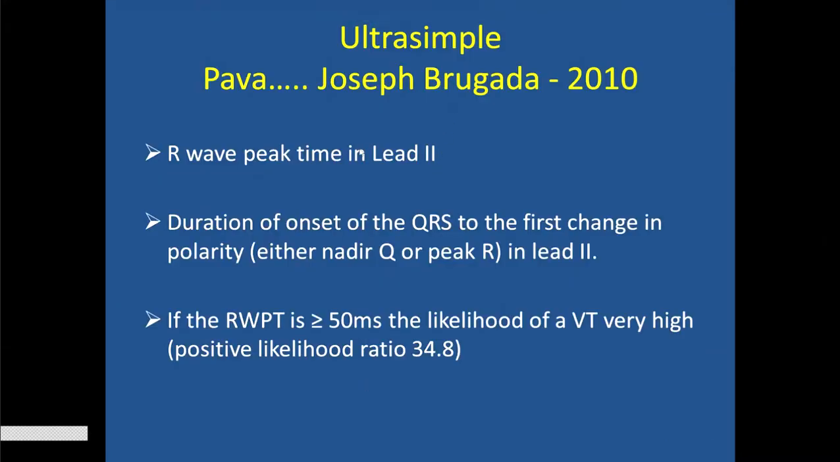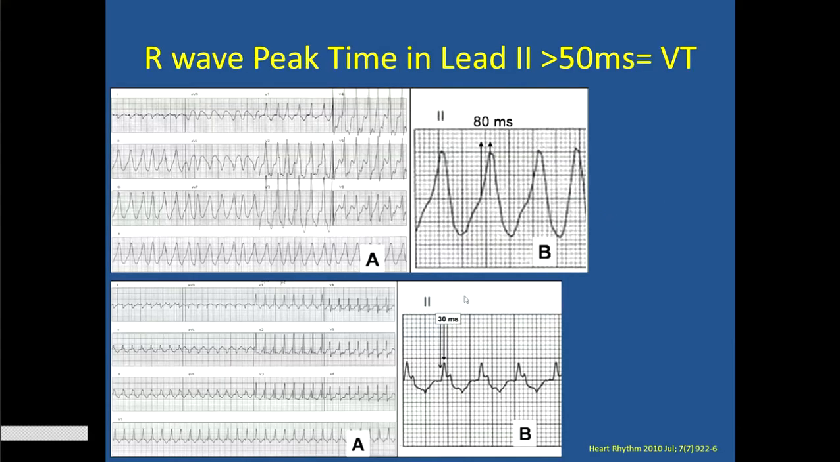Then came the ultra simple criteria by the Josep Brugada group, by Pava et al. R wave peak time in lead 2. Only one lead, lead 2: the duration from onset of QRS to the first change in polarity, either the nadir or the peak of the R wave in lead 2. If the R wave peak time is more than 50 milliseconds, the likelihood of VT is very high, with a positive likelihood ratio of 34.